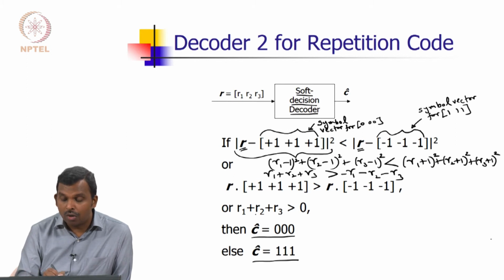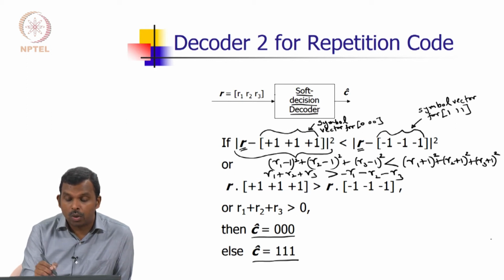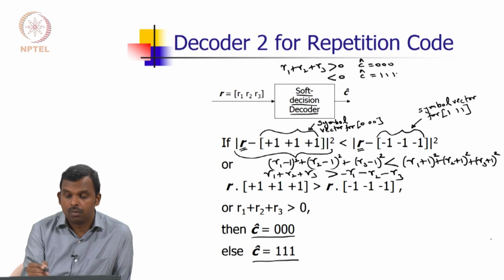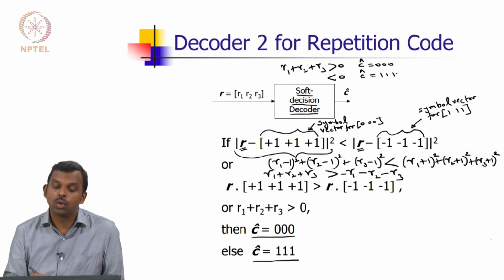So, the soft decision decoder for the repetition code is quite easy to implement. You have R1, R2, R3, you simply check R1 plus R2 plus R3, and if it is greater than 0, you let C cap be 0 0 0. If it is less than 0, you let C cap be 1 1 1. So, it is a relatively easy decoder to implement.